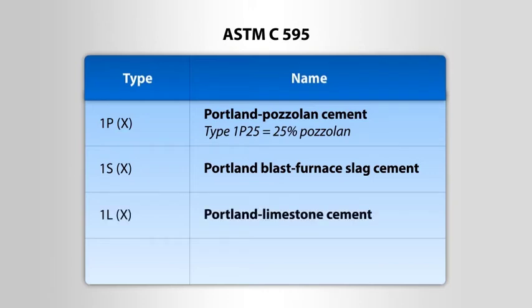A type 1L is a relatively new type of cement where limestone, finely ground limestone, is interground with the Portland cement, and that's called a type 1L cement. And then you can mix and match more than one type of supplementary material and call what's called a 1T, or a ternary blend of cement. And so you can get different types of cement under ASTM specification C595.